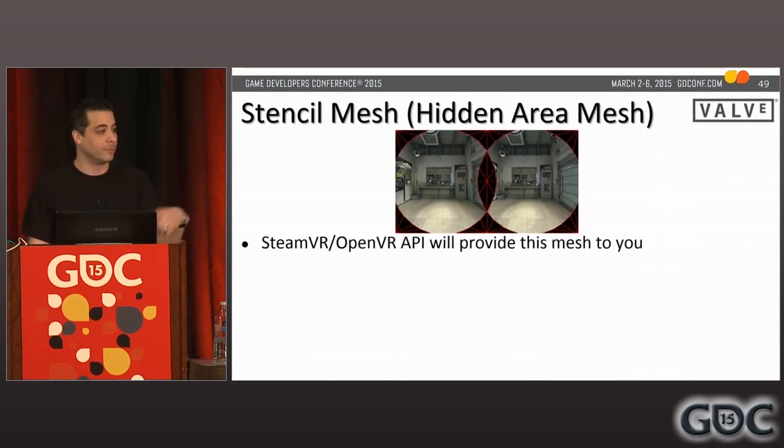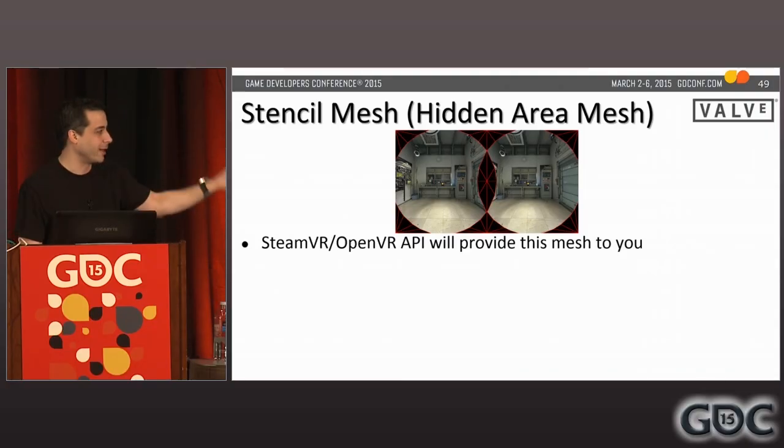If you're using SteamVR or OpenVR API, we're just going to give you this mesh because it's different per HMD. Okay? It's all about those optics and those panels and how they're aligned. So you'll have a different mesh per HMD, and you'll get a different level of savings depending on the HMD as well. If you're not using one of these APIs, it's pretty straightforward how to compute this.